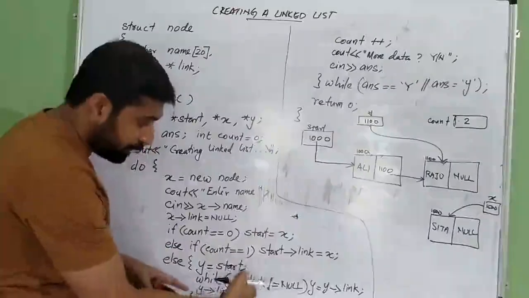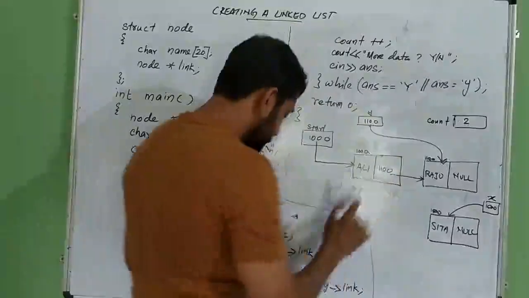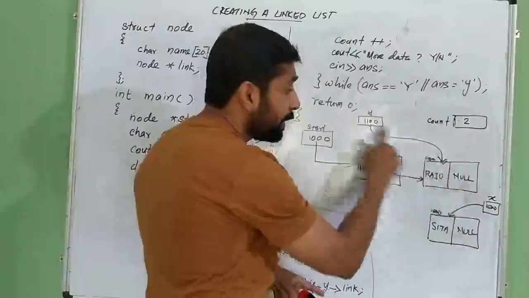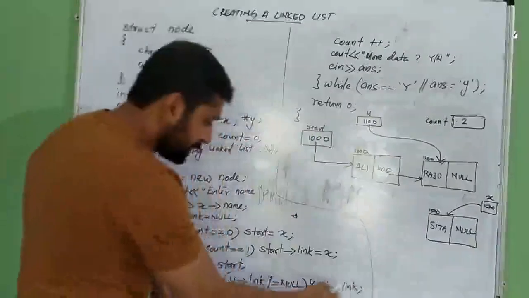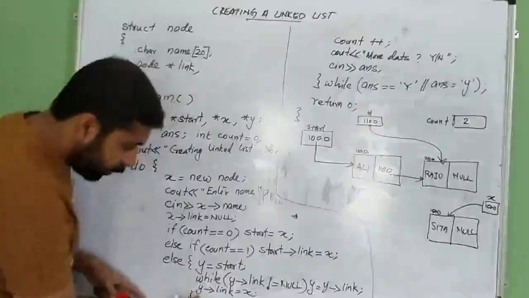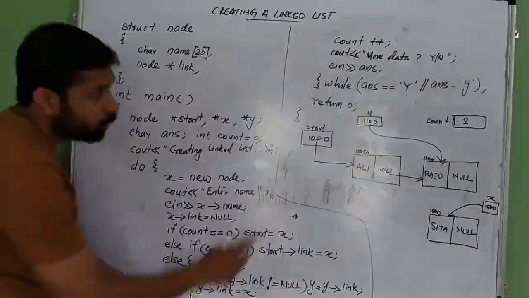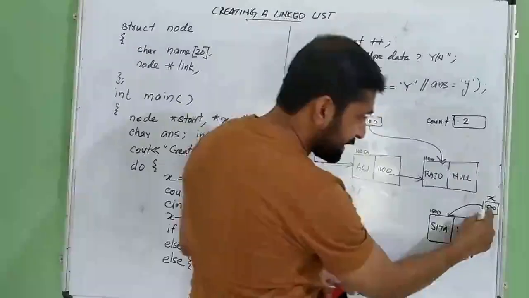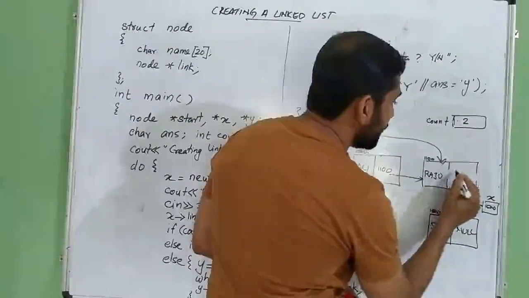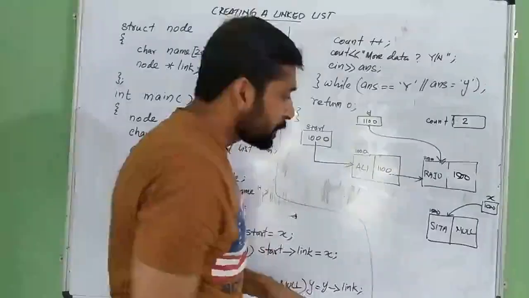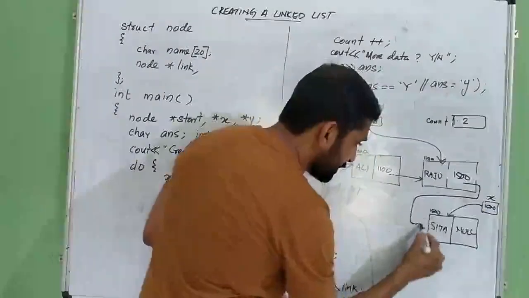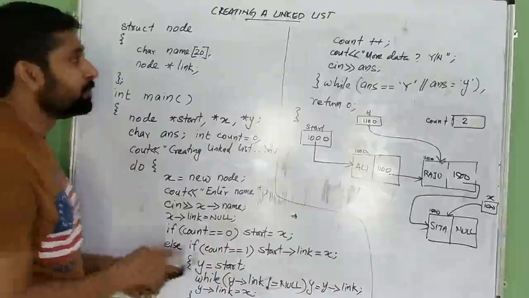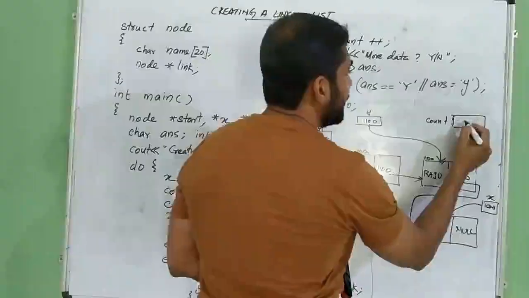Again, that loop continues. y arrow link not equal to null. It is null. y arrow link, now it is null. So this part is terminated there. Now y arrow link equal to x. y arrow link, that is this part, equal to x. What is x? 1500. So instead of this null, here it becomes 1500, which means this points to this. Once again, count plus plus, count becomes 3.